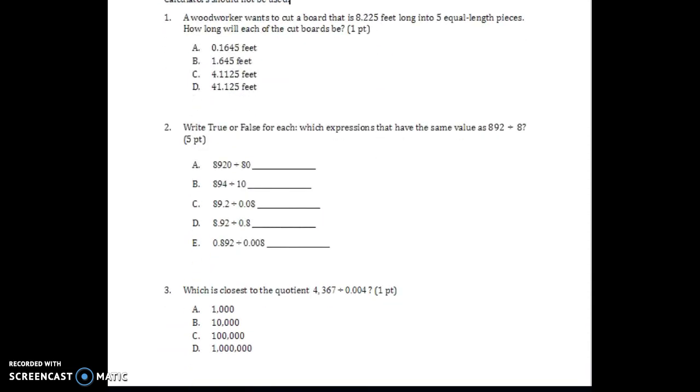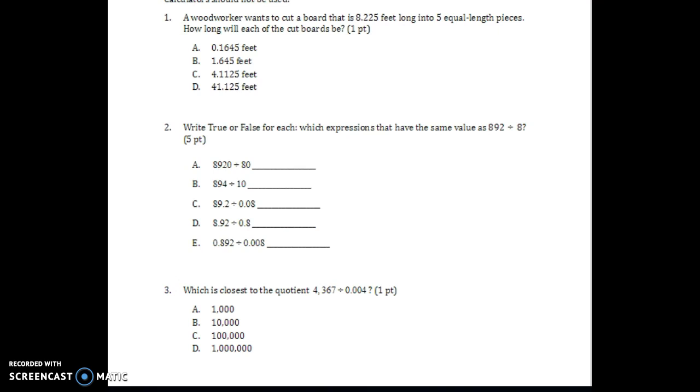Question 2. Write true or false for each. Which expressions have the same value as 892 divided by 8? A. 8,920 divided by 80. B. 894 divided by 10. C. 89 2/10 divided by 0.08. D. 8.92 divided by 0.8. E. 0.892 divided by 0.008.